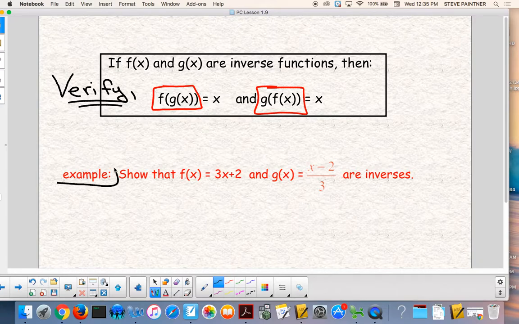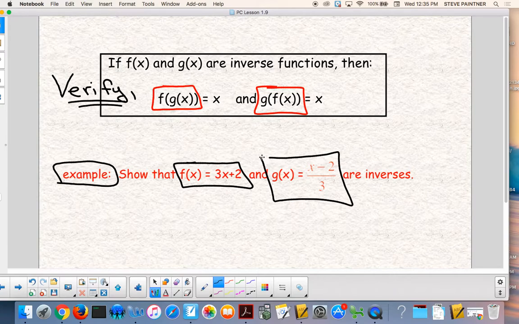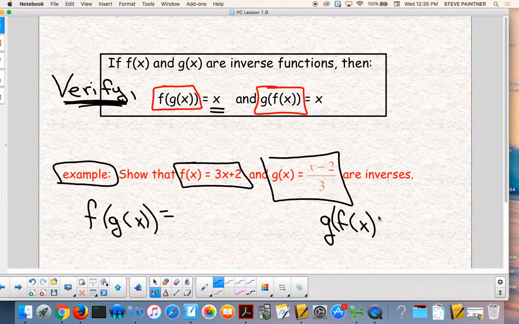Okay, so here's your first example. Show that f of x equals 3x plus 2, and g of x equals (x minus 2) over 3, are truly inverses. What are you going to do? How do you prove it? You do the two composites, okay? So why don't you try to start that? Because this is actually yesterday's lesson. This is exactly what I did with you yesterday. Prove to me that this is x. And then prove this one, g of f of x, is x also. Okay?